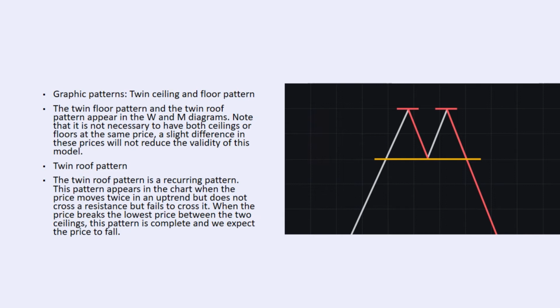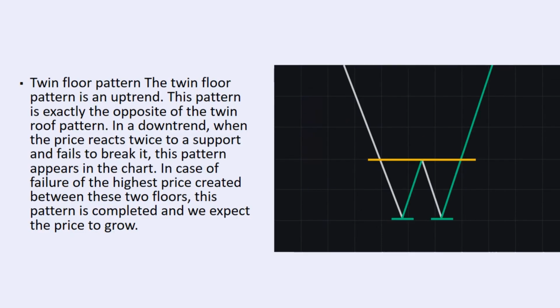Double top pattern. The double top pattern is a reversal pattern. This pattern appears in the chart when the price moves twice in an uptrend toward a resistance but fails to cross it. When the price breaks the lowest price between the two tops, this pattern is complete and we expect the price to fall.